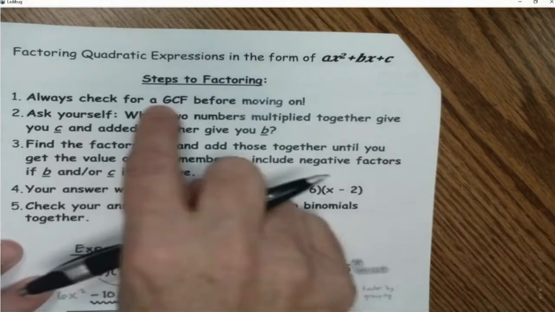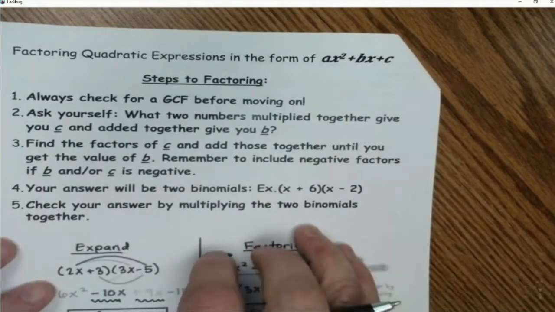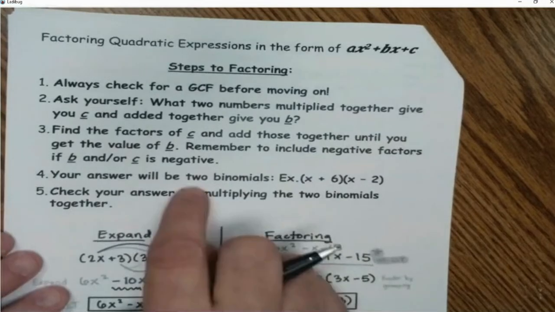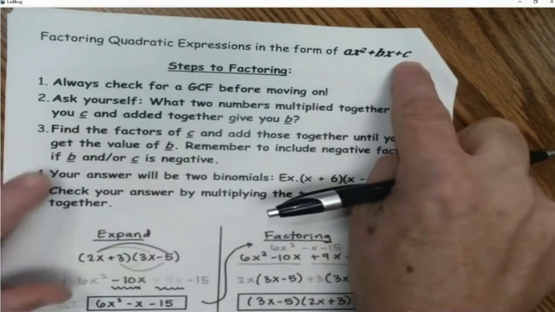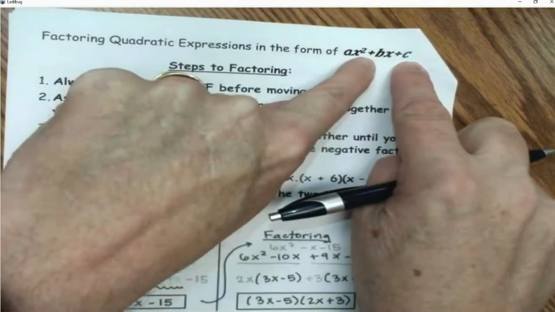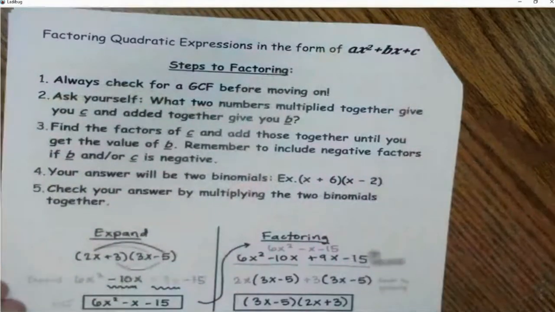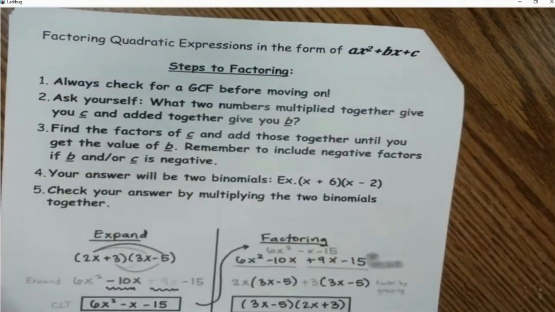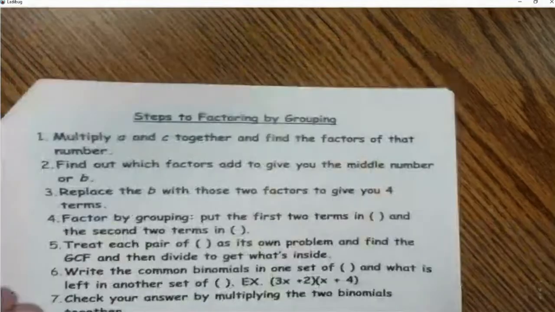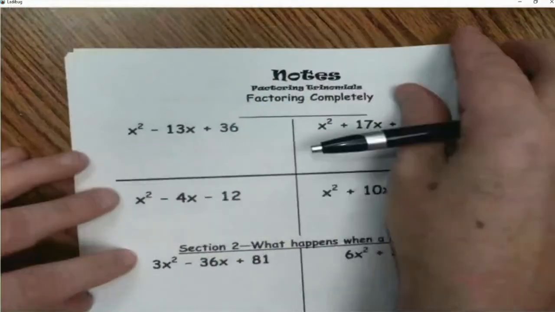It says always check for greatest common factor before you start, because maybe you can simplify this by pulling out a greatest common factor. And then we got to say what two numbers multiplied together give you c and added together give you b. So when we're factoring it, we need a number that multiplies to c and adds to b. Find the factors of c and add them together until you get the value of b. So I'm going to skip to where the problems are, because we got grouping over here. Here we go. All right.